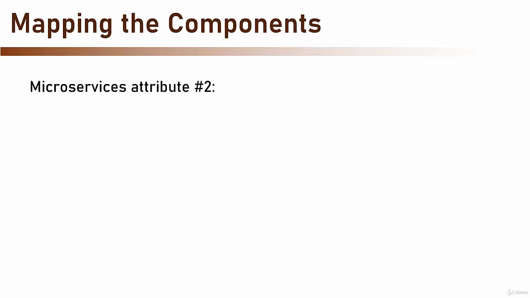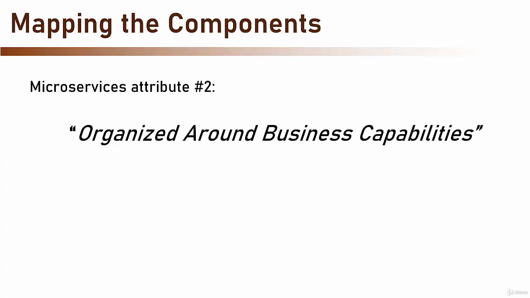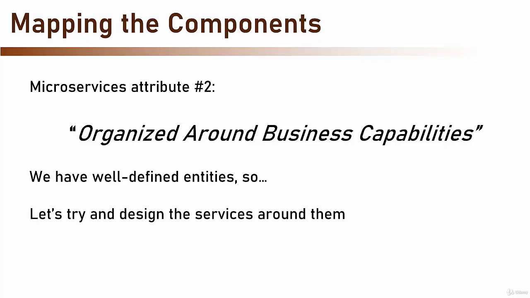Microservices attribute number 2 states that microservices are organized around business capabilities. This means we should check whether we can find business capabilities that are autonomous and make each one of them a service. Now, we have well-defined entities in this system. We talked about books, customers, borrowings, etc. And this is something we can use when mapping the services. So, let's try and design the services around them. In other words, let's see if we can use the business entities as the boundaries for our microservices.